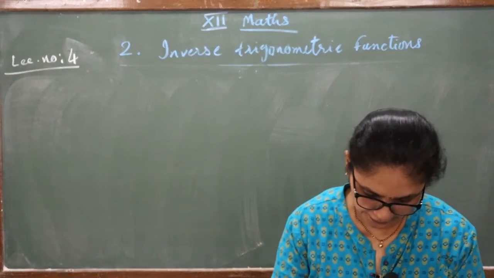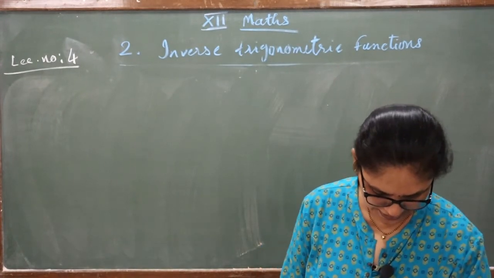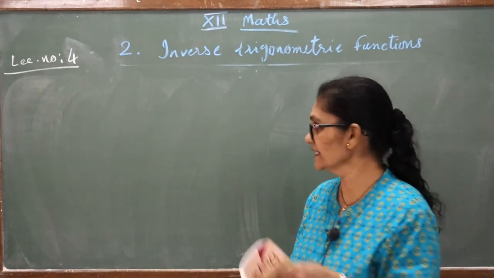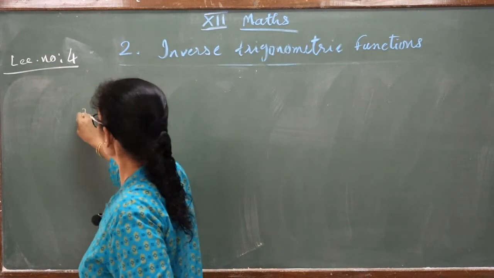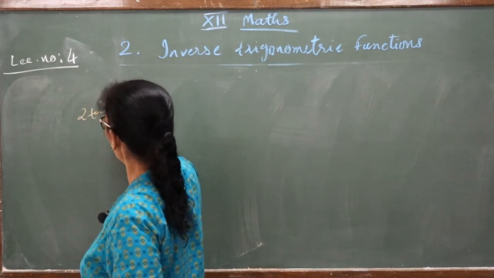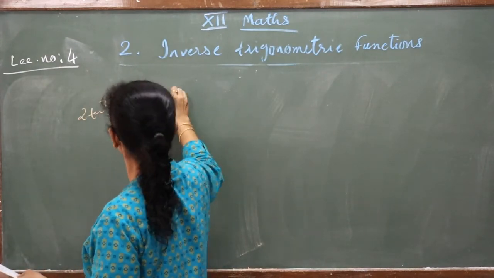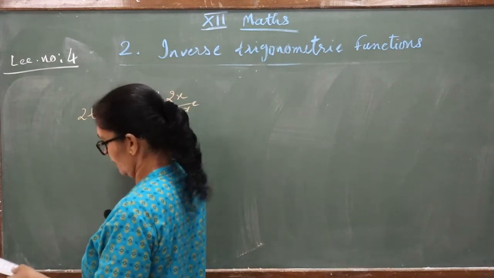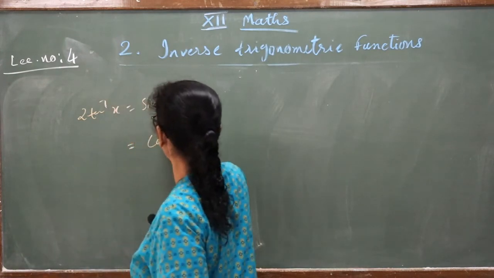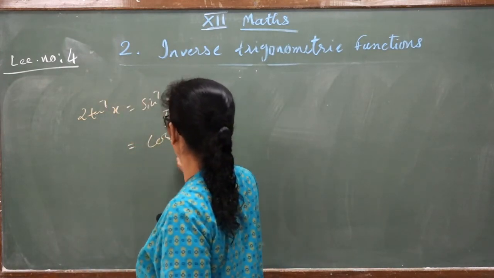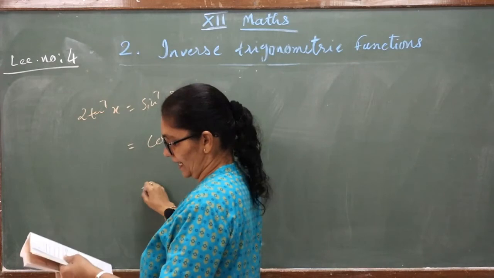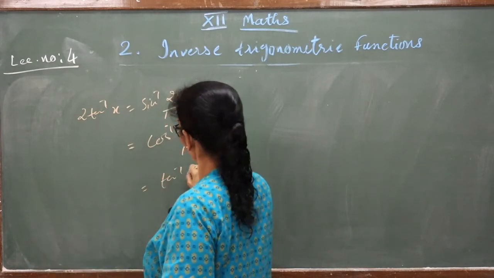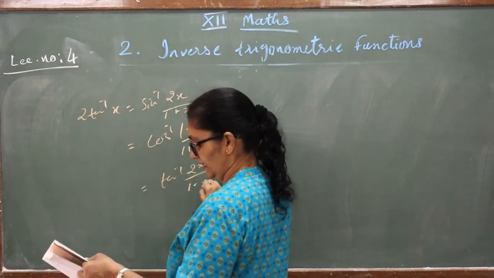Okay, the last property, that is 2 tan inverse x. Only simple conversions are given, so let's revise it one more time. 2 tan inverse x equals sin inverse of 2x upon 1 plus x square. In a similar way, 2 tan inverse x equals cos inverse of 1 minus x square upon 1 plus x square. And last, 2 tan inverse x equals tan inverse of 2x upon 1 minus x square.